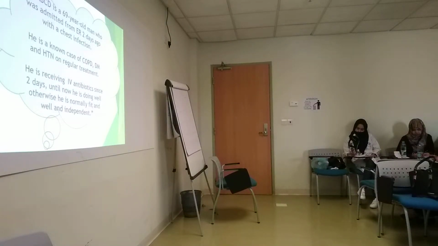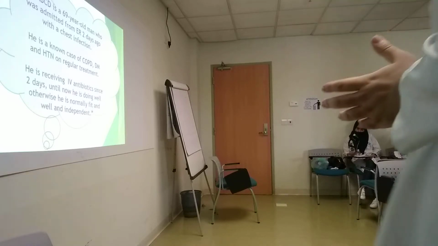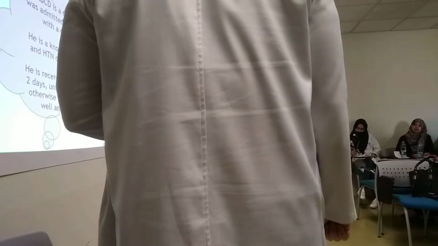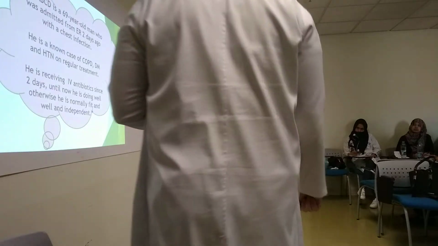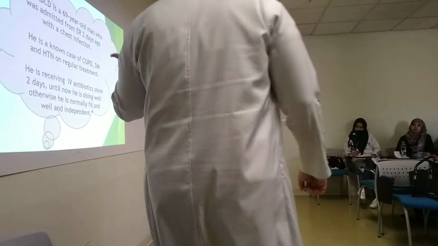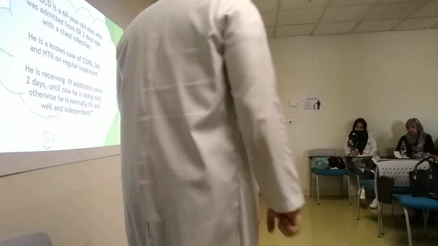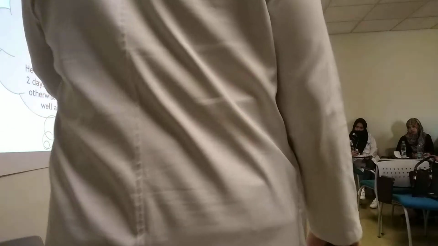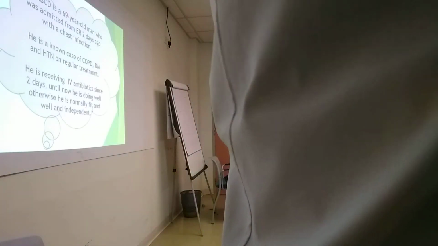In this scenario, the background was, he is 69 years old, admitted to ER 2 days ago with a chest infection. And he is a known case of COPD, DM, hypertension on regular treatment. Is this information helpful or not? Yes. Now I have COPD, DM, hypertension. This can be a predisposing cause. So I'm connecting the dots through the background and the current symptoms.